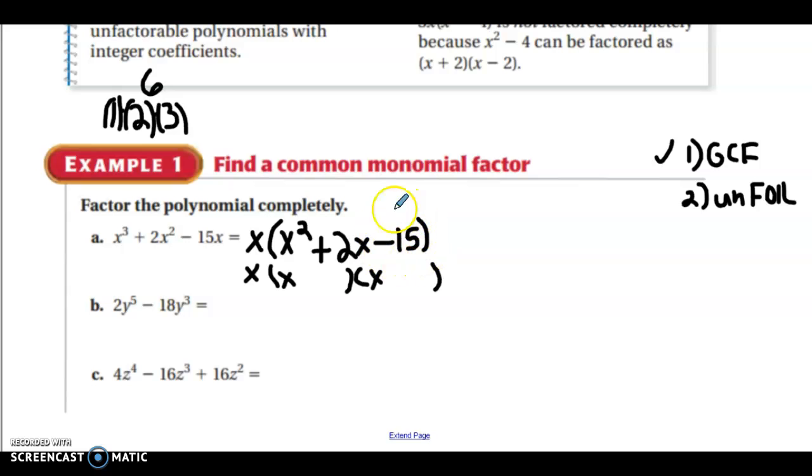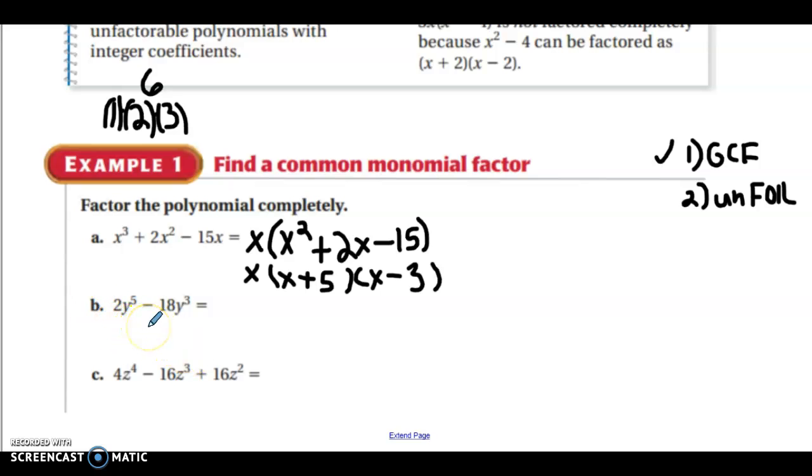So the two numbers that multiply to negative 15 and add to 2 are positive 5 and negative 3. And now if you look at these expressions, I can't factor x minus 3 any further, I can't factor x plus 5 any further, and I can't factor x any further. So that's my final completely factored answer.